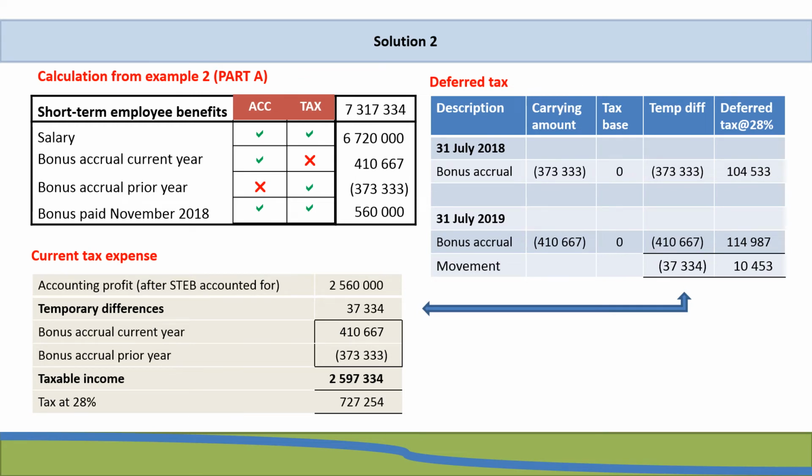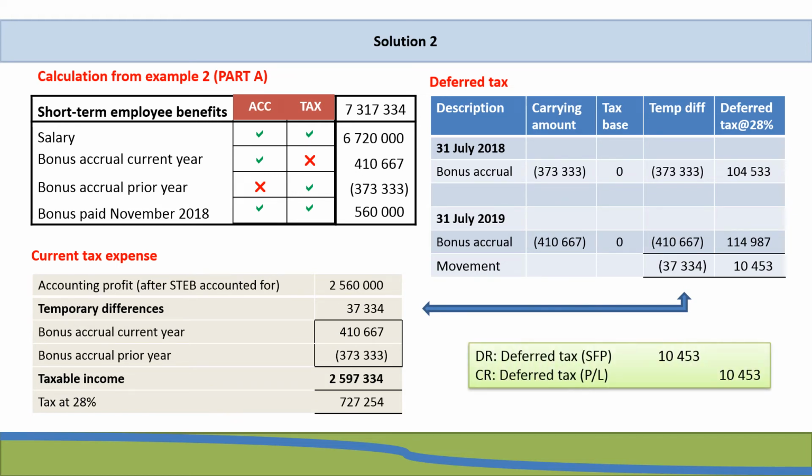Now again, as in previous presentations, remember that for every debit there is a credit, and the deferred tax balance sheet approach represents a statement of financial position, whereas the current tax expense represents tax that is used in the statement of profit or loss. And if we have a look at our journals, when accounting for deferred tax, we will debit our deferred tax in the statement of financial position with 10,453 as our deferred tax asset has increased, and we will credit our deferred tax in the statement of profit or loss with 10,453 Rand.